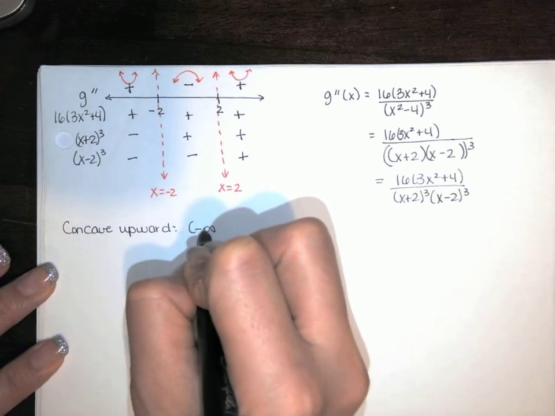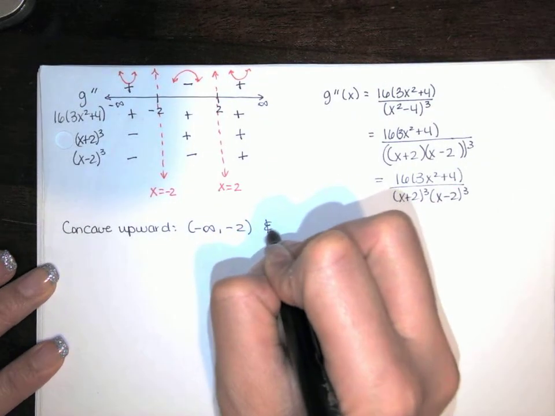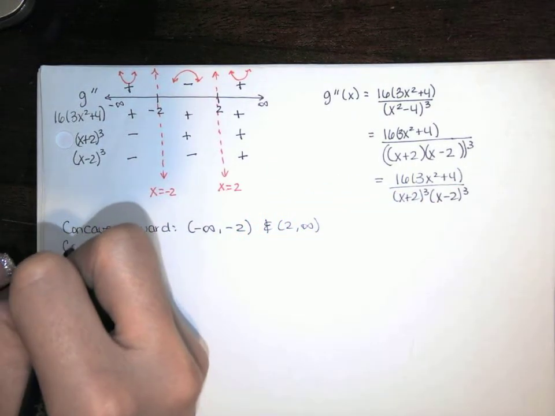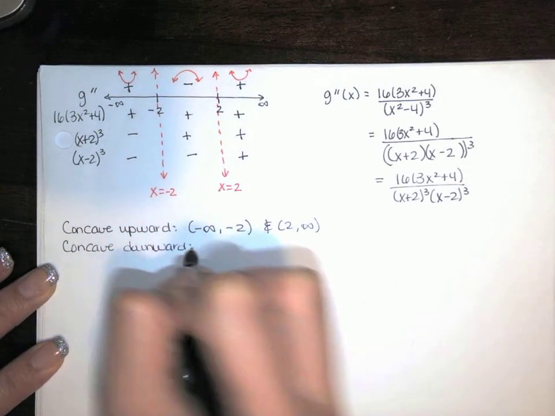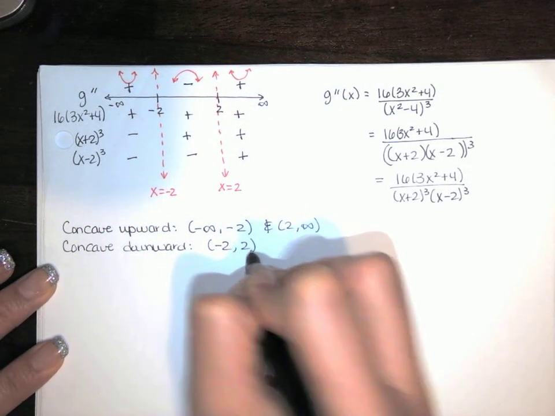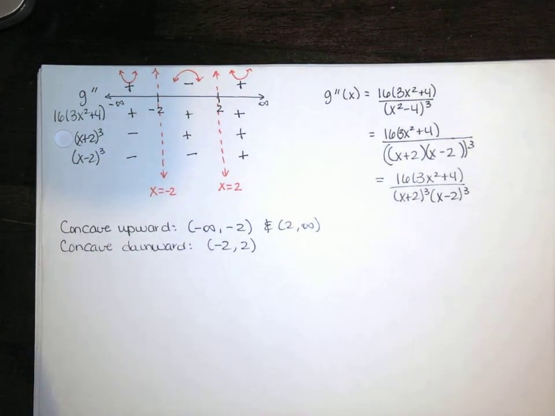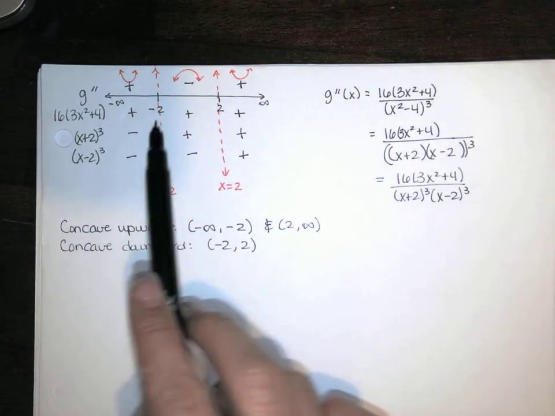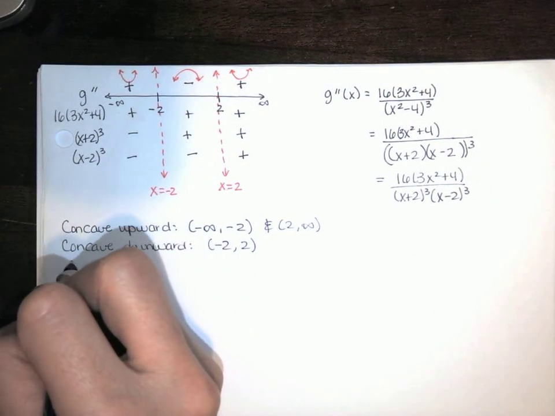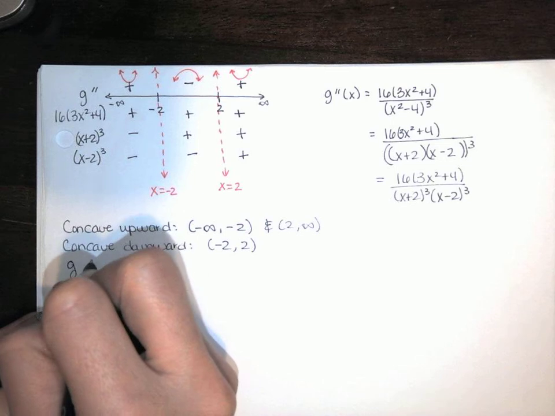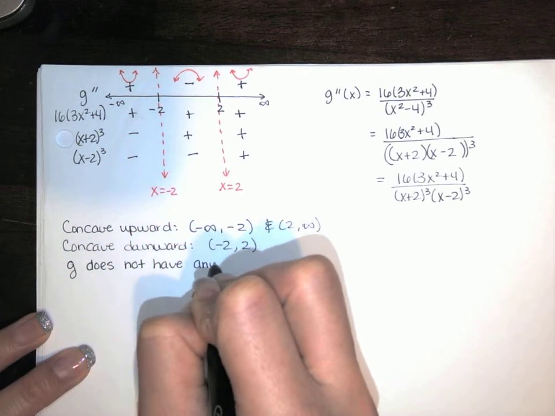Graph is concave upward on negative infinity to negative 2 and 2 to infinity, and concave downward on the interval from negative 2 to 2. It's very tempting to say that you've got points of inflection at negative 2 and 2, but you don't. X equals negative 2 and x equals positive 2 are not in the domain of this function. So g does not have any points of inflection.